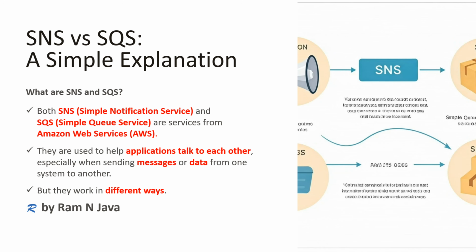In this video tutorial, I will explain what is the difference between SNS and SQS. SNS is nothing but Simple Notification Service. SQS is nothing but Simple Queue Service. Both SNS and SQS are services from Amazon Web Services. They are used to help applications talk to each other, especially when sending messages or data from one system to another system. But they work in different ways.